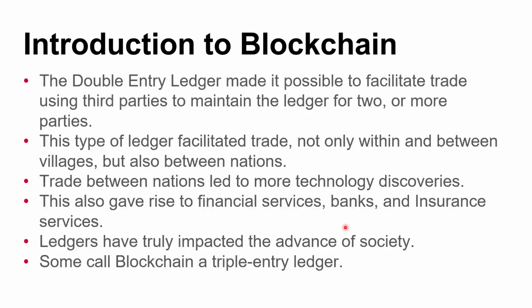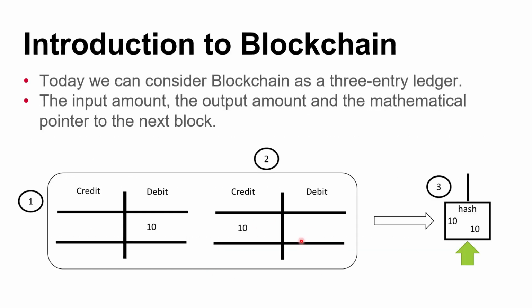So once trade between nations was facilitated, that led to technological discoveries. It gave rise to financial services, banks, and other types of insurance services. And so ledgers have truly impacted society. And there are those that would say that blockchain is a triple entry ledger. And we can take a look at that.